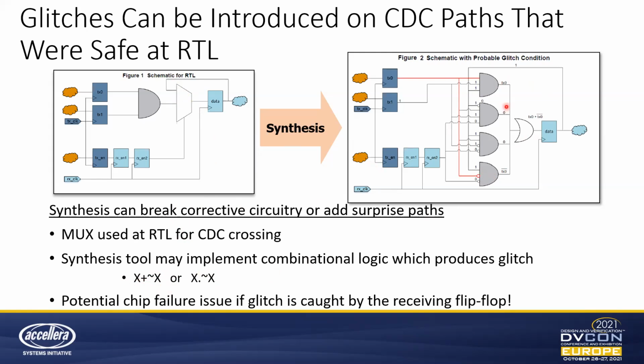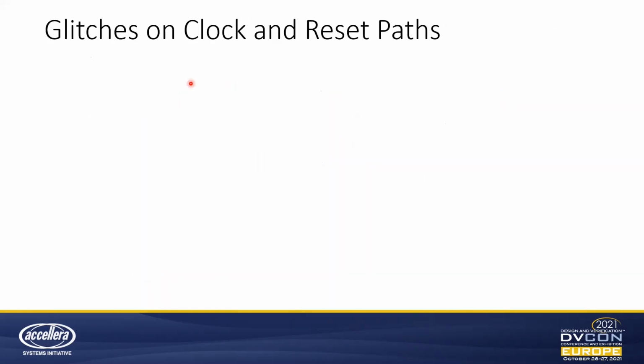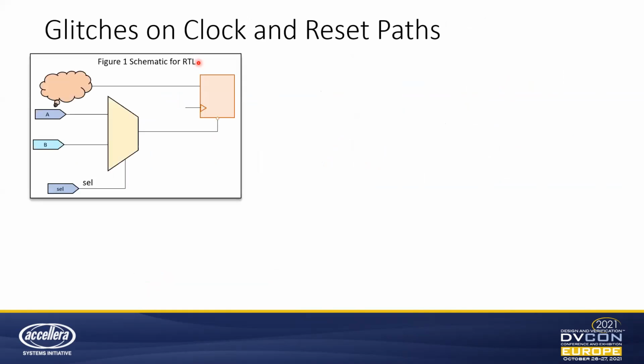So this we have seen on the CDC path. Next, we are going to show you the clock and reset paths. So there's a reset select example: a simple multiplexer with a select line, and there can be two resets, let's call them A and B. Now these are going to the reset pin of a register.